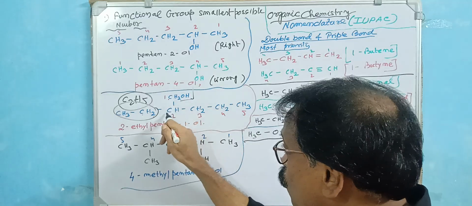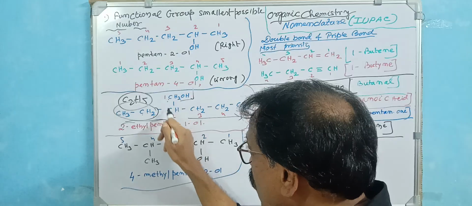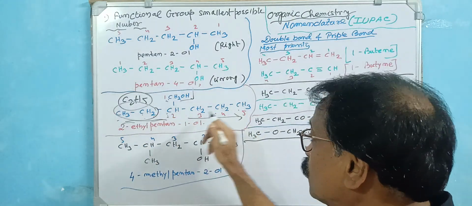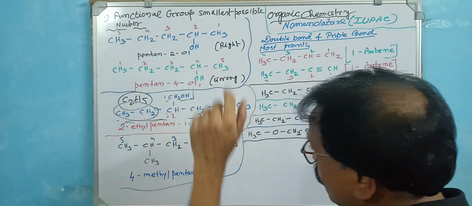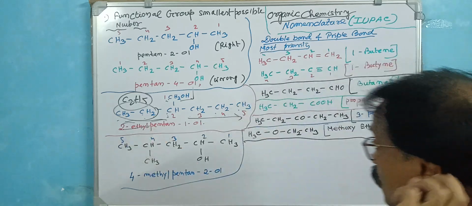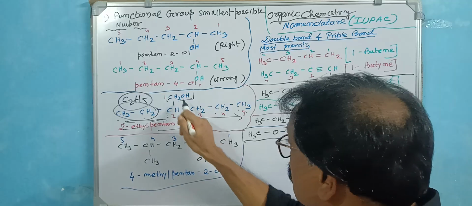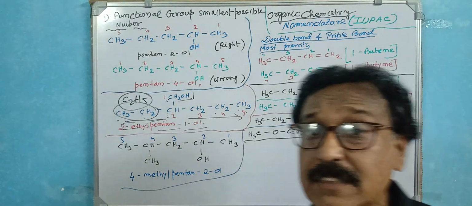Here you start 1, 2. If you just turn here, this is the 3 position. 1, 2, 3, 4. But here is the longest chain. 1, 2, 3, 4, 5. So you turn here. Okay. Now this is the alkyl group attached at the 2 number carbon. So 2 ethyl. First one, 2 ethyl pentan, the 5th pentan, 1 ol, because the functional group is at the first position. Is it clear to you? That is a very clear concept.